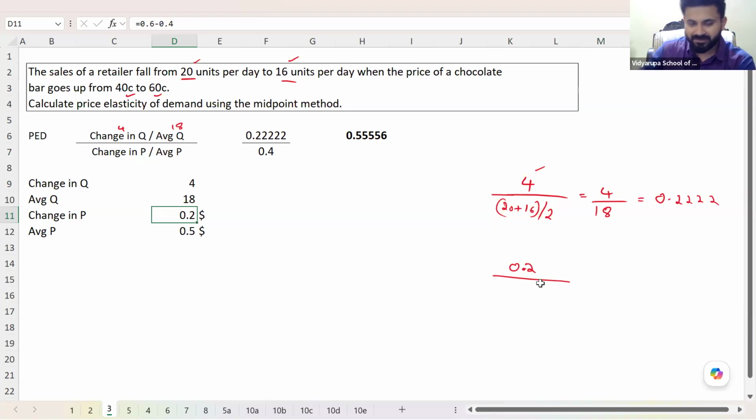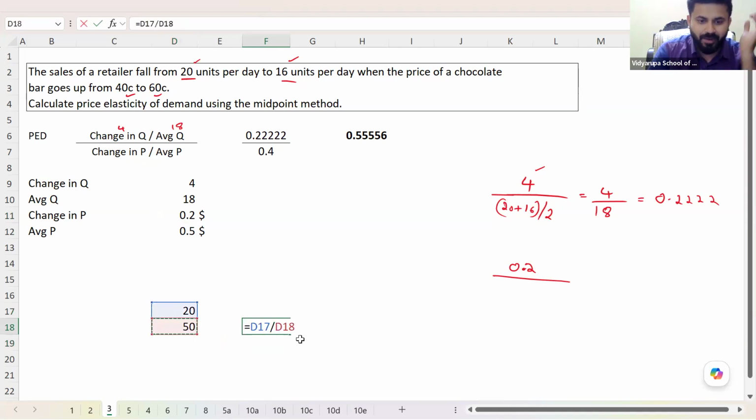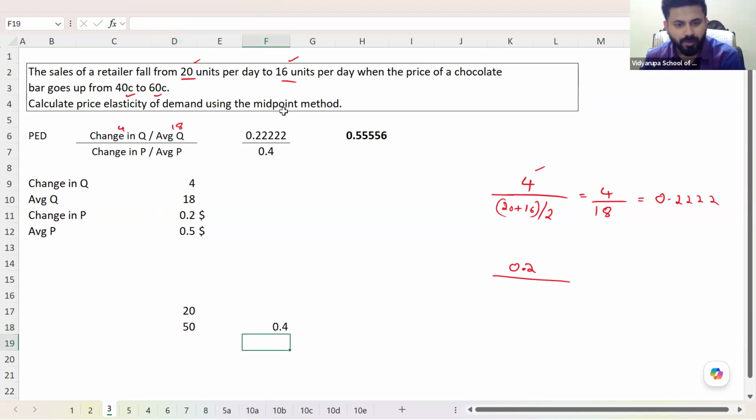Or you can put it in cents. You'll get the same value, by the way. Even if you put it in cents, you'll get the same value. You can check that. 60 minus 40, 20, then 40 plus 60 divided by 2, the average. And then we'll say 20 divided by 50, my bad. We'll get the same 0.4, the denominator. So whether you do it in dollars or in cents, you'll get the same value because it's a percentage or the ratio we are using.